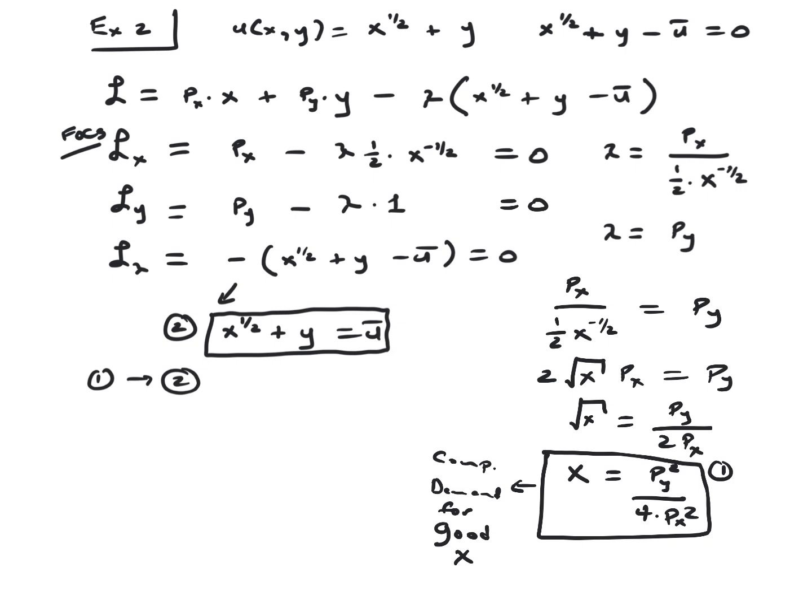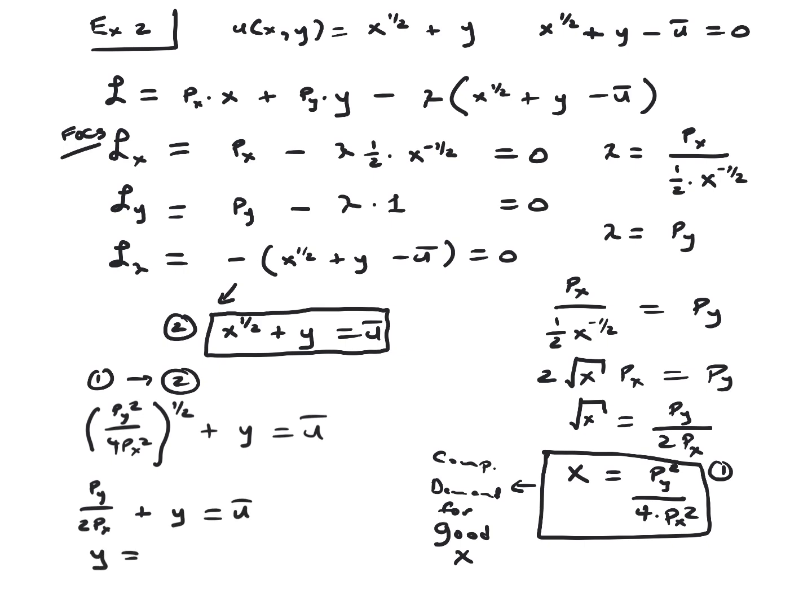So we were just about to plug equation 1 into equation 2, and so what I'm going to do is write the py squared over 4px squared, and that's all going to be to the 1/2 power. I add y to that, and that's equal to our targeted level of utility. So again, I'm just taking equation 1 and plugging in for x. And now I'll go ahead and take the square root of everything in the parentheses, end up with py over 2px plus y equal to u bar.